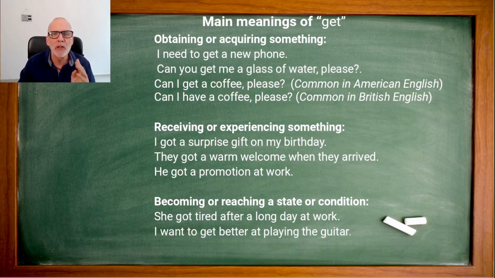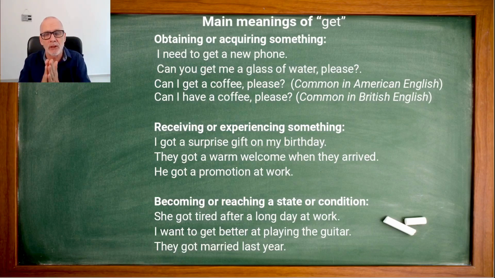I want to get better at playing the guitar. I want to get better. I want to improve my guitar playing. I want to arrive at the state where my guitar playing is better. They got married last year. Their state was they were single. They had the wedding, they had the ceremony, they got married. They changed their state from single to married.